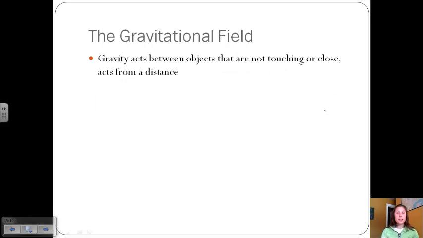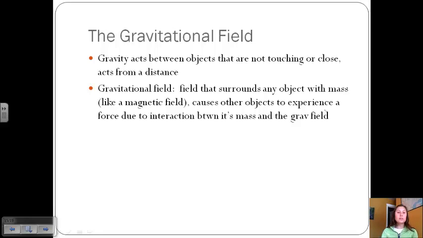Another big thing with objects, especially in space, is the gravitational field. So gravity acts between objects that are not touching or close. Gravity acts from a distance, and it's not something we can see, it's more something that we can feel. And so this is what's called a gravitational field. It's a field that surrounds any object with a mass, it's like a magnetic field, and it causes other objects to experience a force due to the interaction between the object's mass and the gravitational field.